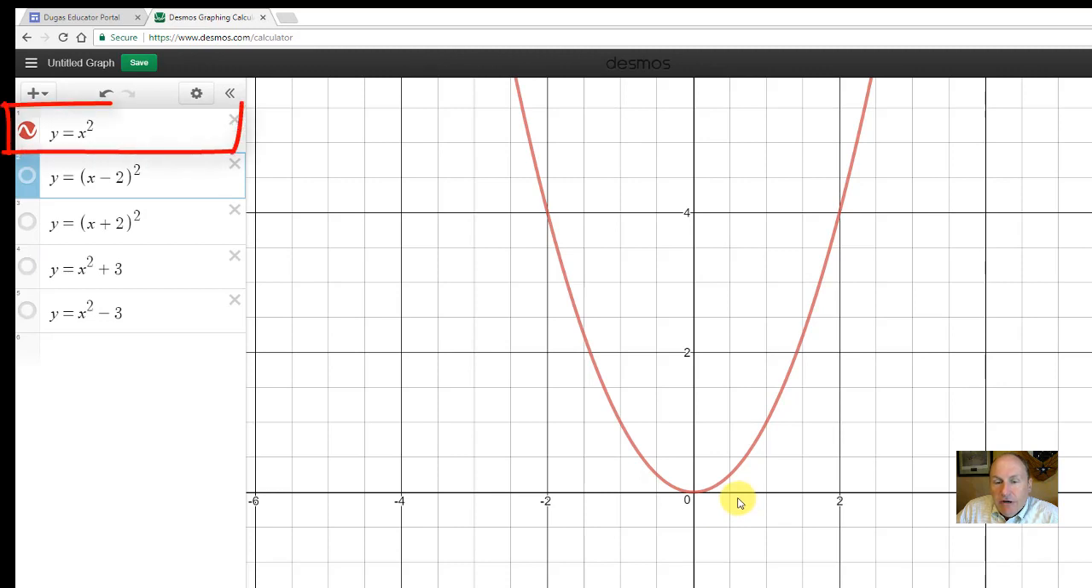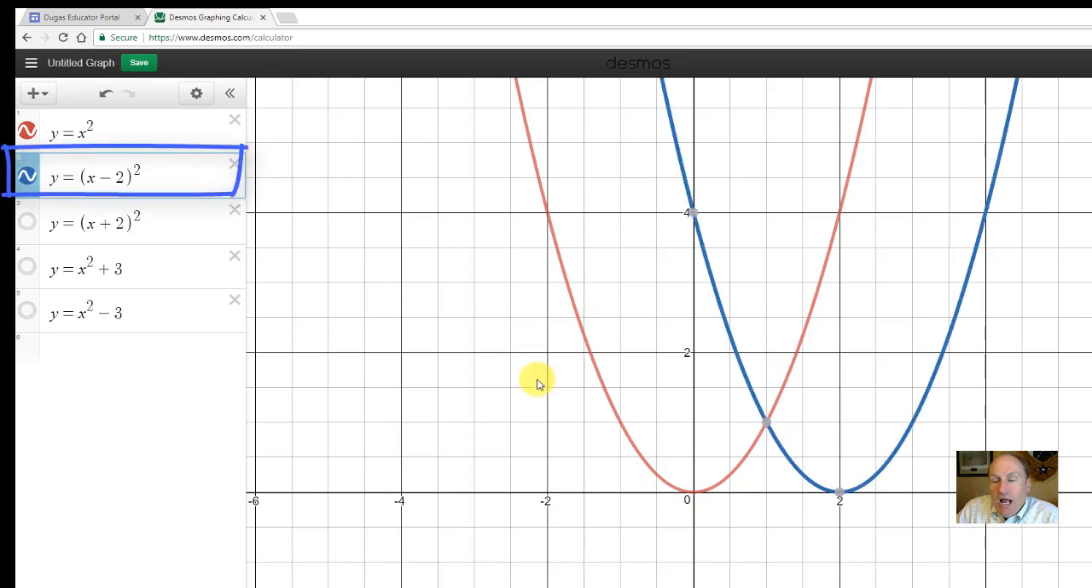Let's take a look at the parent function y equals x squared, the quadratic family of functions. If I needed to shift this graph to the right by 2, I'm going to have y equals the quantity x minus 2 squared. That will shift it to the right 2 because what's in that grouping, that parentheses, is what makes the 0 of the function. So if it's just x squared, then it's 0. But if it's x minus 2 quantity squared, then a value of 2 for x will make it 0. So it shifts it to the right 2.